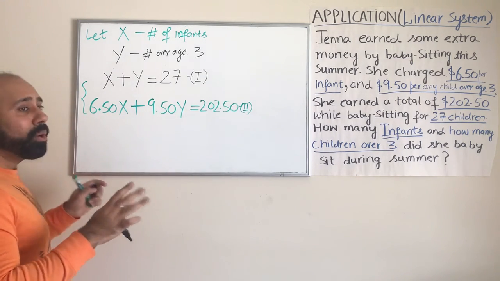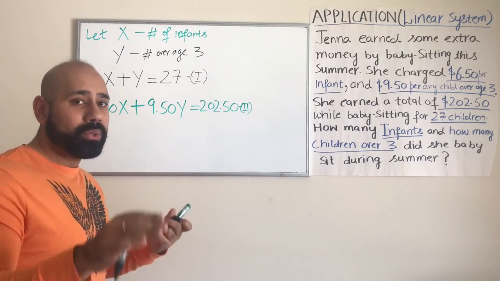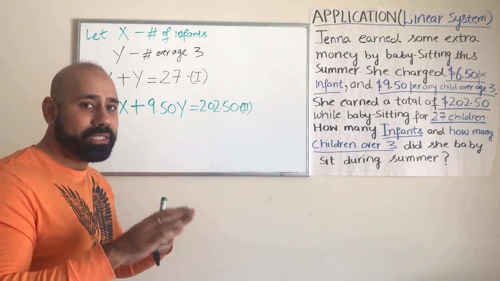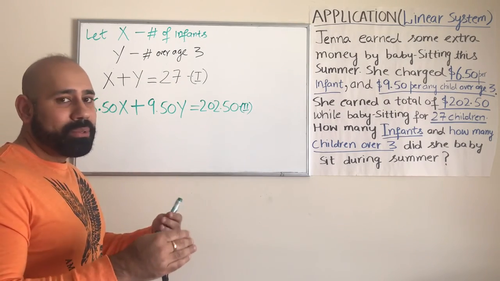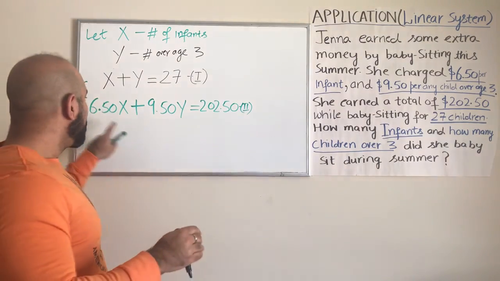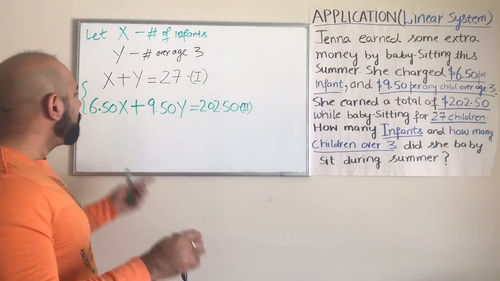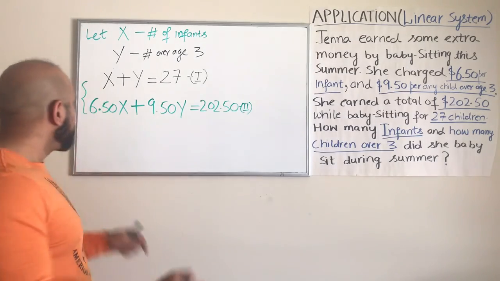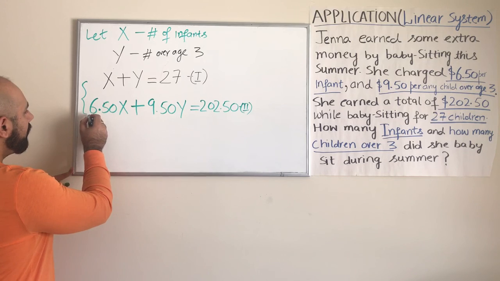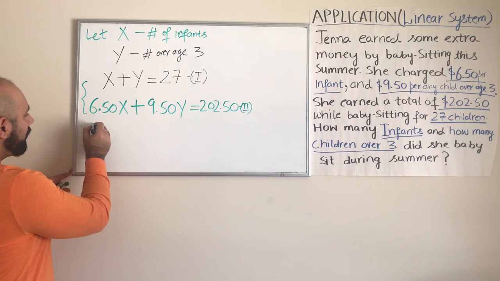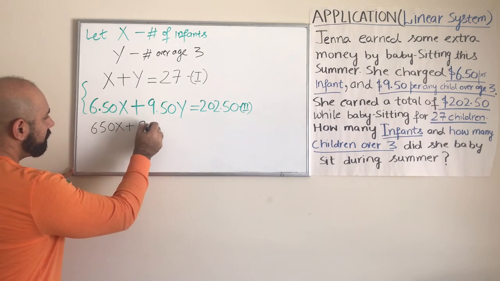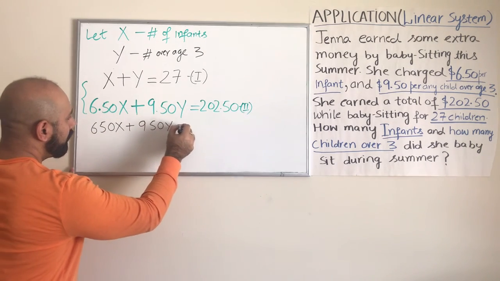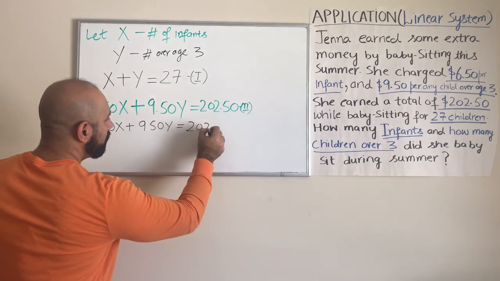I mean, guys, that's not the only way of doing it. If you want to keep the decimals, you can, and you can use substitution or elimination right away. But here, I'm going to get rid of them. That is going to make life a little easier for me. So to get rid of this decimal, I'm going to multiply both sides by 100, okay? So if I multiply this equation 2 by 100, then this is going to look like 650x plus 950y, and this is going to be 20250.